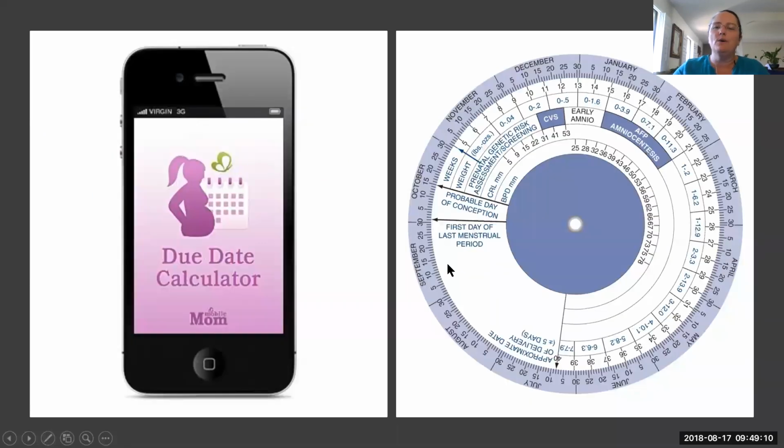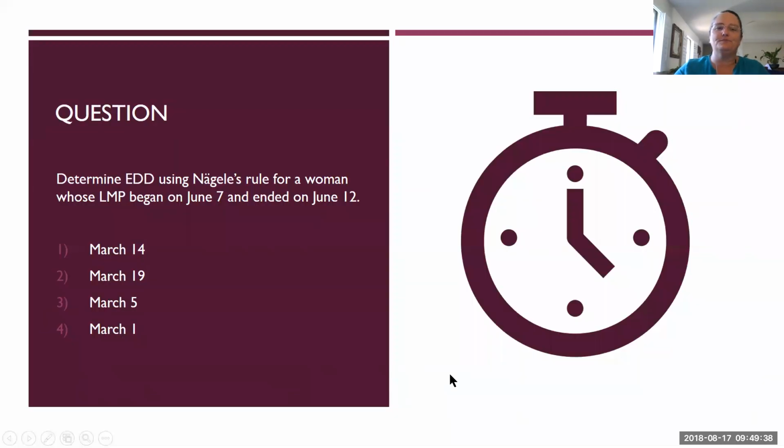I know most people nowadays use something like this. It's an app on their phone, or they might use a pregnancy wheel. So this is where you would put this arrow on the first day of the last menstrual period. And then by the time you roll around here, it's going to tell you approximately what date. Again, we need to tell women anywhere from 3 weeks before to 2 weeks after this date is normal and expected. So your baby will probably not be born on its actual due date.